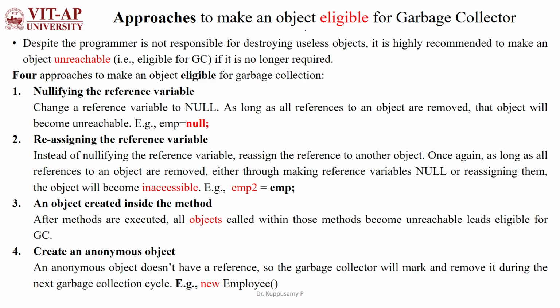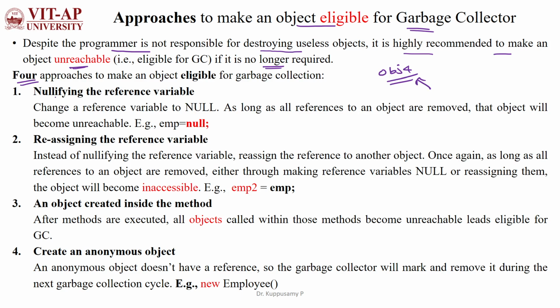First we have to make the object eligible for garbage collection. There are four methods available. Although the programmer is not responsible for destroying useless objects which are already defined, it is highly recommended to make an object unreachable if it is no longer required. That means once the object is not used, we make it unreachable. For making that object unreachable, we can use four kinds of approaches.